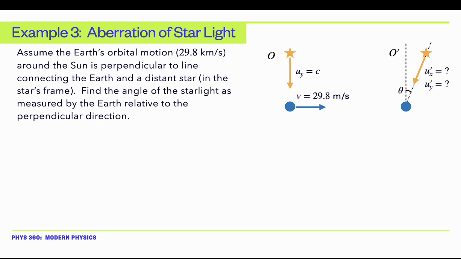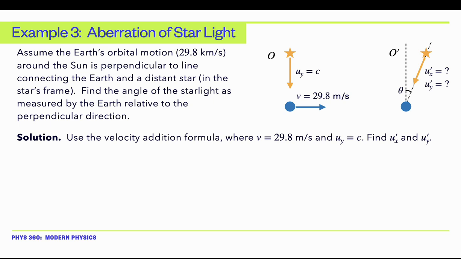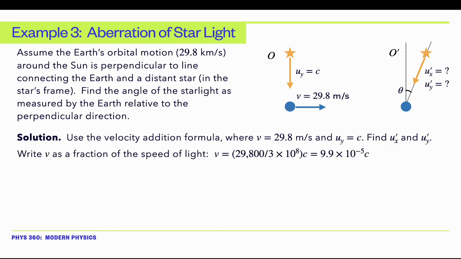Now, remember, the speed of light is constant for everyone. That means that if you figured out the magnitude of u prime, that's going to be c. So the square root of ux prime squared plus uy prime squared would just be c. But the components are going to be different. So we're going to use the velocity addition formula. The velocity of the moving reference frame is going to be 29.8 kilometers per second. In the unprimed frame, uy is just going to be c, ux will be 0, because it's coming straight down. And so we're trying to find these velocity components.